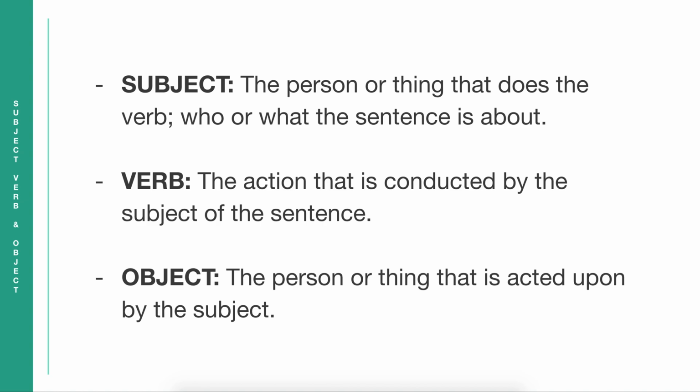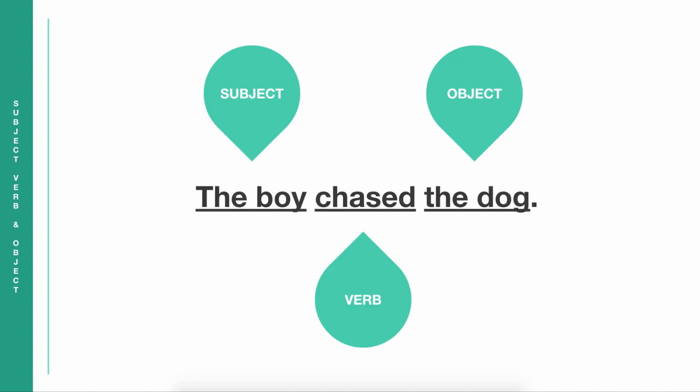Now, the subject of the sentence is the person or thing that does the verb, so who or what the sentence is about. The verb is the action that is taking place in the sentence, and the object is the person or thing that is acted upon by the subject. So we have someone doing something to someone: subject, verb, object. In this example, we have the boy chased the ball.